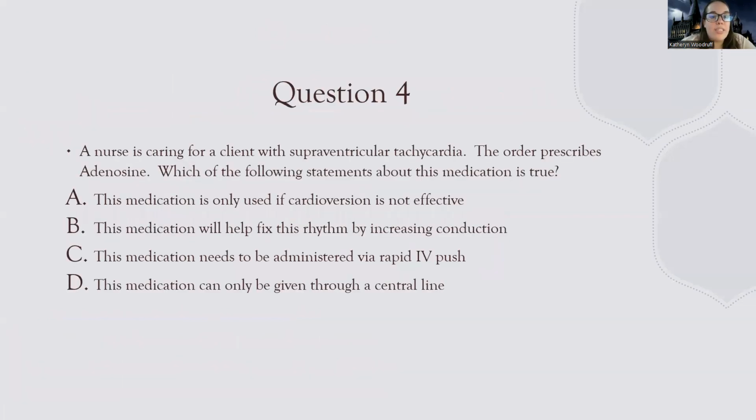Question 4, a nurse is caring for a client with supraventricular tachycardia. The doctor prescribes adenosine. Which of the following statements about this medication is true? So this is another kind of question we can ask. We can ask you a question about treatment, like medications, and how we're going to need to manage those medications. So this is like a true false question. It's saying this medication is only used if cardioversion is not effective. So it's trying to see if I know whether we do meds first or cardioversion first, and this is saying you do cardioversion first.